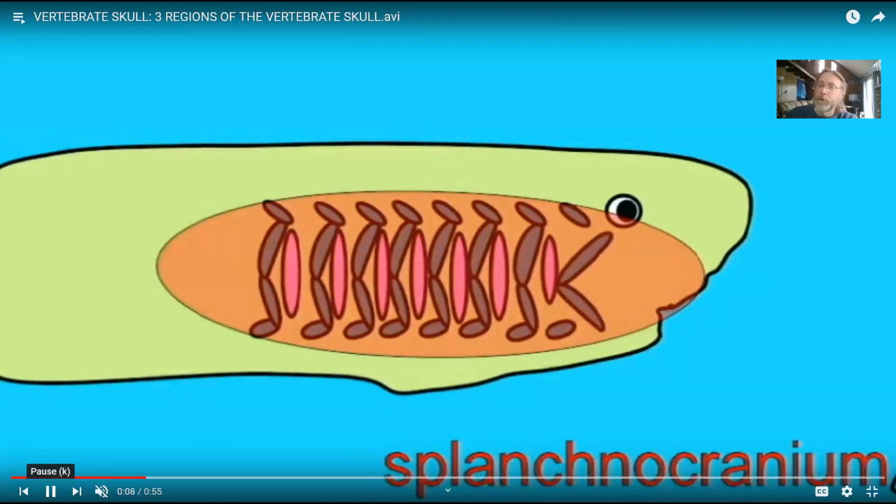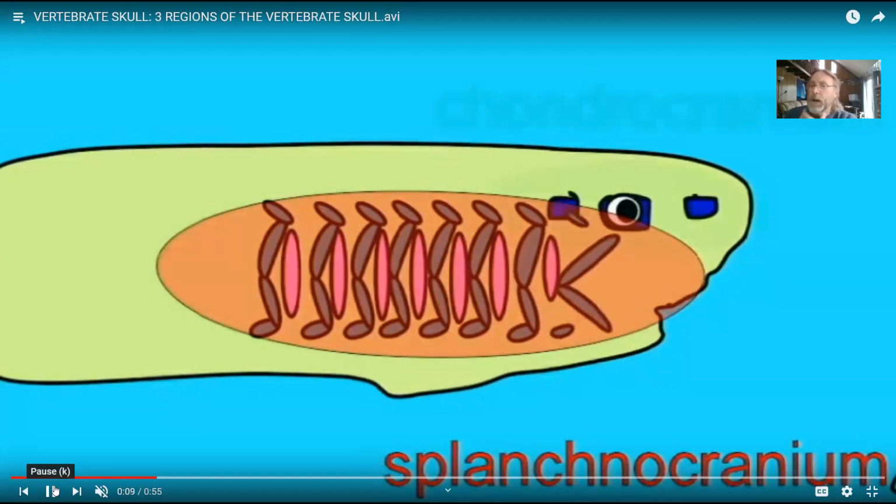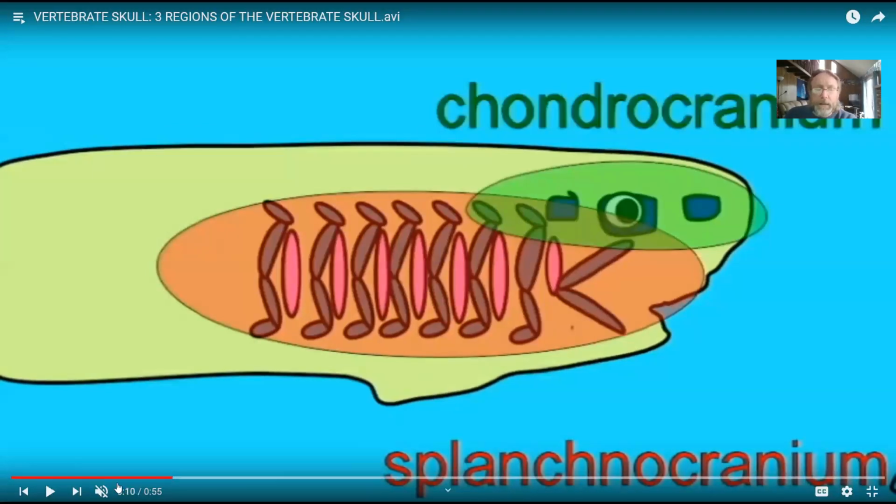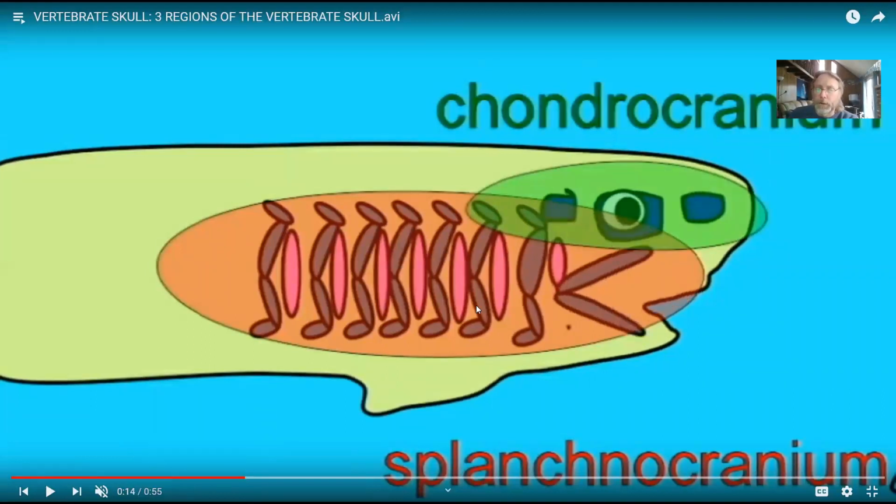By the time we get to the first chordates, cartilage was actually in the gill arches as gill supports. Obviously, it's easier to keep the gills open if there was cartilage there to support it. This splanchnocranium, this cartilage of the gill arches, was the first part of the vertebrate skull.